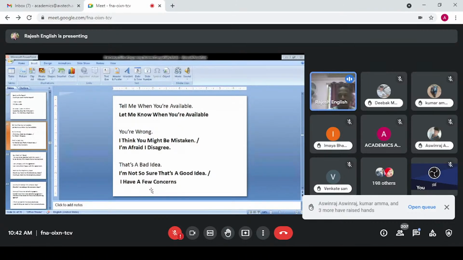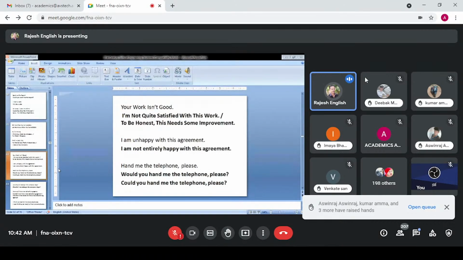Instead of "That's a bad idea," say, "I'm not sure that's a good idea." You can speak politely. Instead of "Your work isn't good," say, "I'm not quite satisfied with your work. To be honest, this needs some improvement." Instead of "We should redesign the company logo," say, "Shouldn't we redesign the company logo?" Maybe we are getting suggestions from them. Instead of raising a question, commenting, or giving instructions, if we seek information from them, it is considered polite.